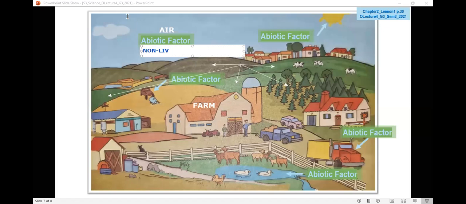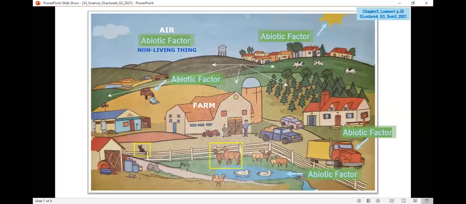What are some biotic factors? Where are the biotic factors? Give me the names of some biotic factors. People. Bravo. Excellent. Human. Animals.